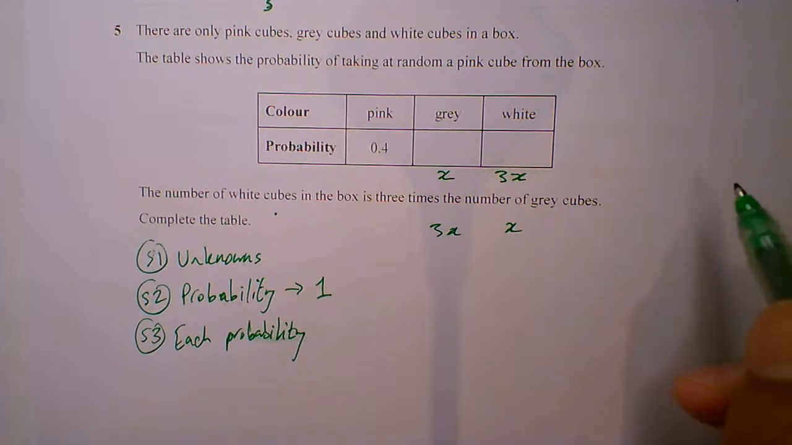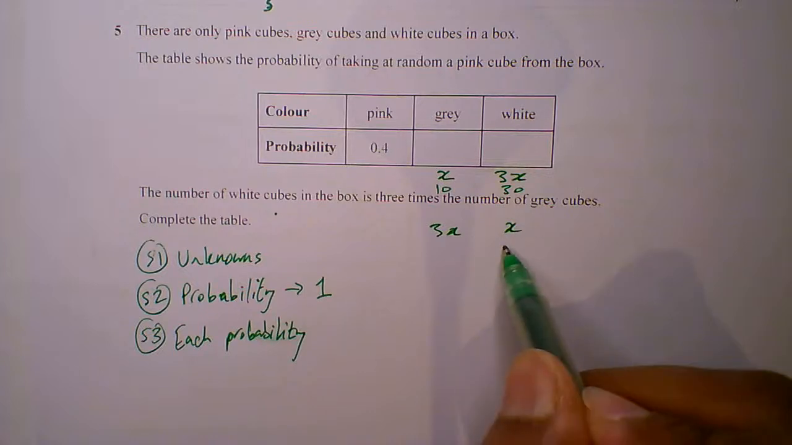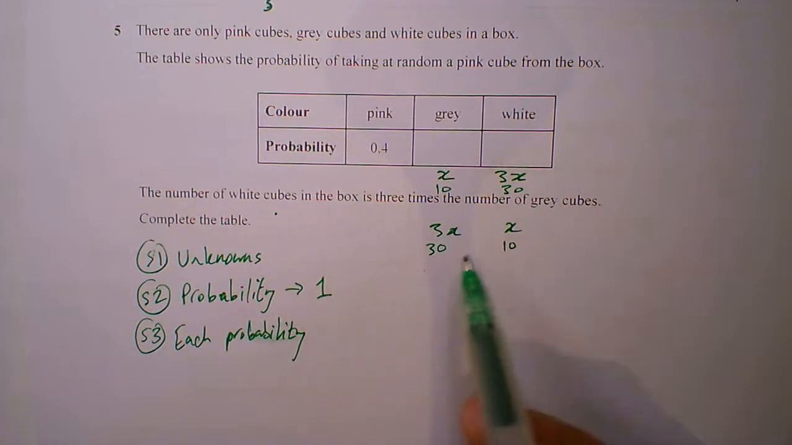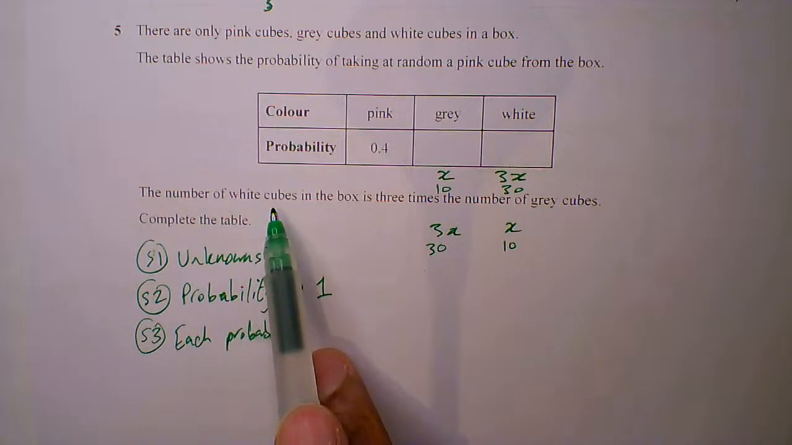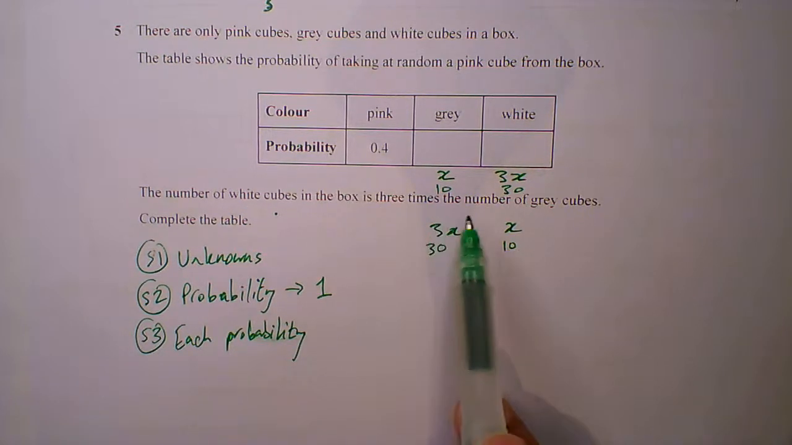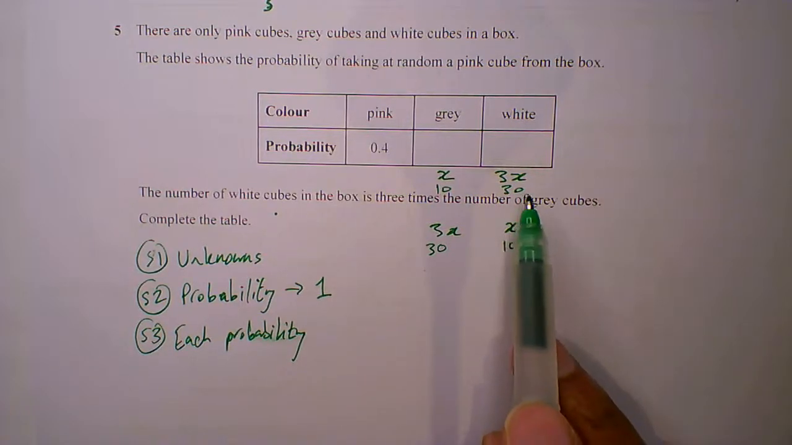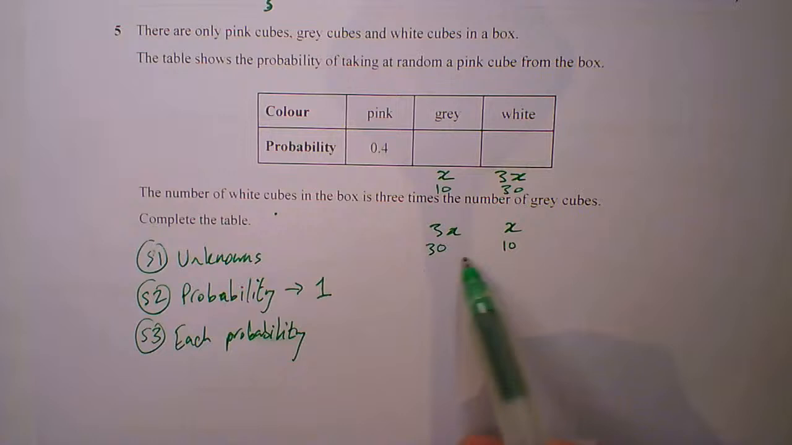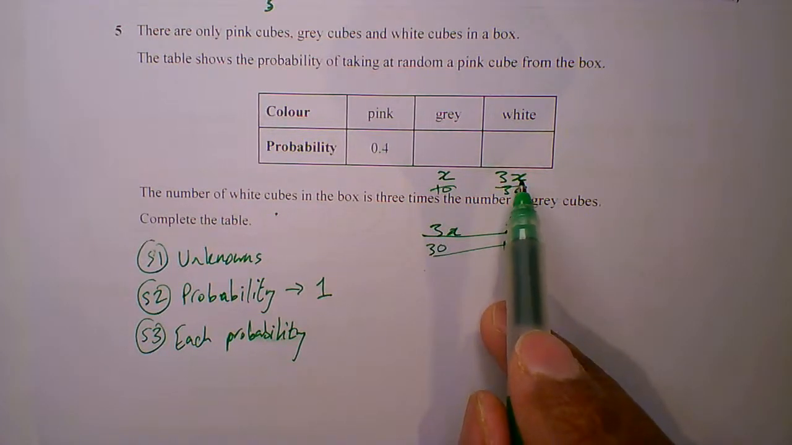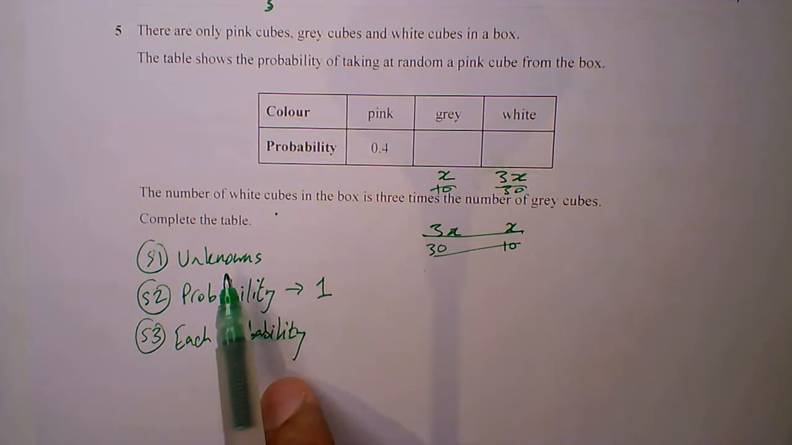Now I'm just going to put a number in. Let's assume x is 10. That means this is 30. Or the other way around, 10 and 30. Let's see if these numbers match the wording. The number of white cubes in the box is 3 times the number of grey. So the white is bigger. So it must be the top one here, not the bottom one. So this is not correct. So this is now correct: 3x and x. I hope that's clear. So I've worked out my unknowns.